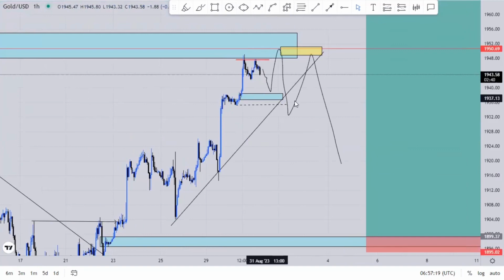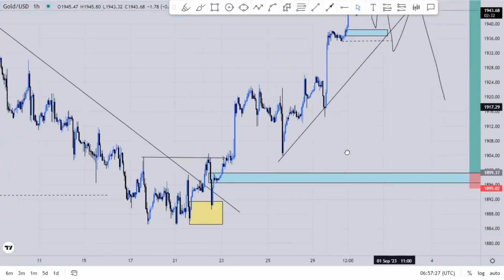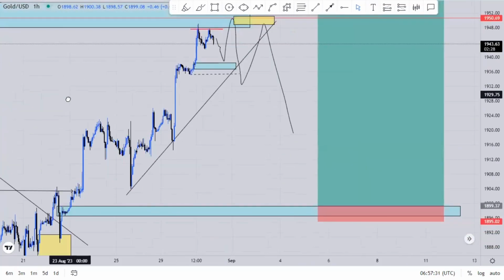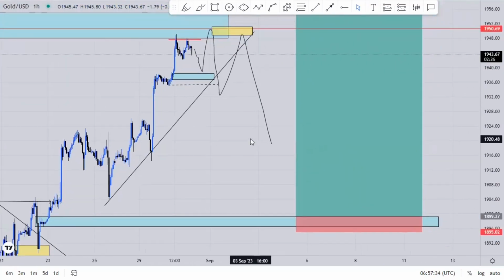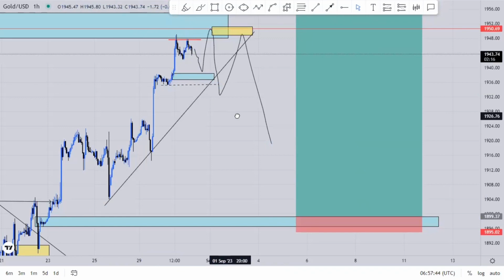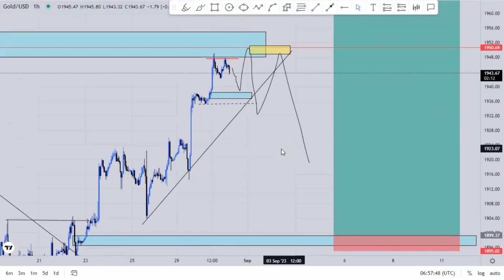So this is my structure. Once we take out this liquidity, once we change character there, that's when I'm going to start entering my huge sales coming down, my swing sales coming down. So guys, this is my gold strategy. This is the structure that I'm having on gold. I'm waiting for those reversals, but for those reversals to happen, this must happen. If we don't break here, gold can still continue to go up. If we don't establish this internal change of character, gold can still continue to go up.